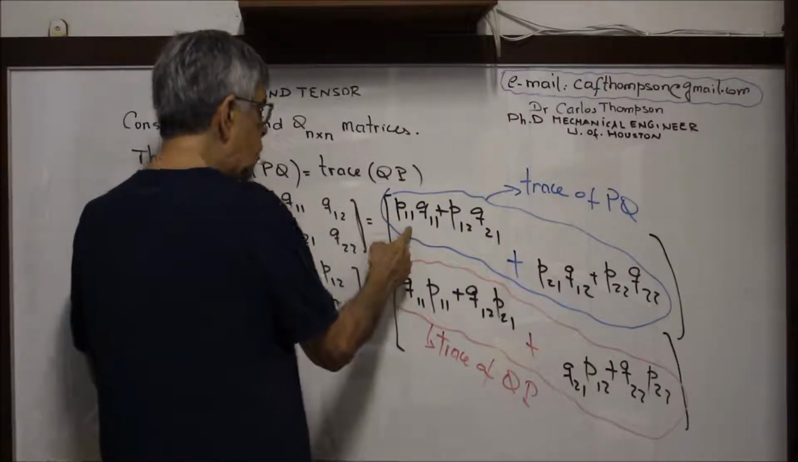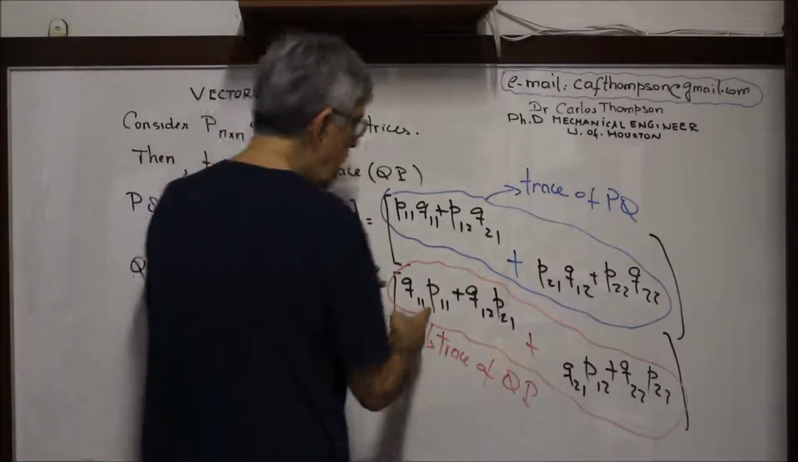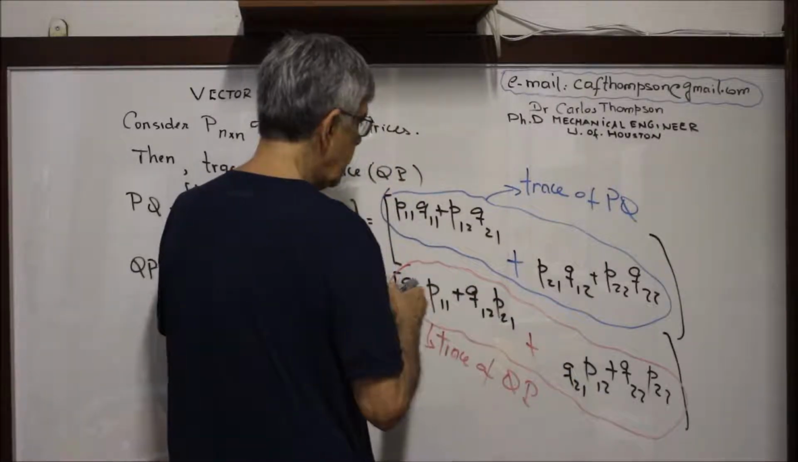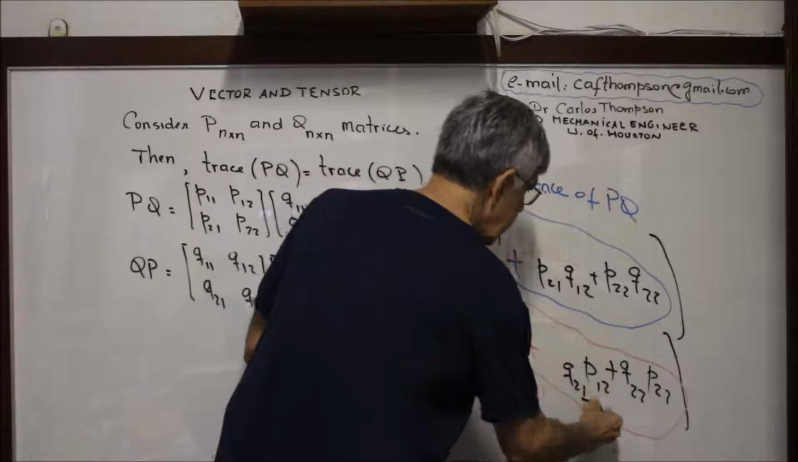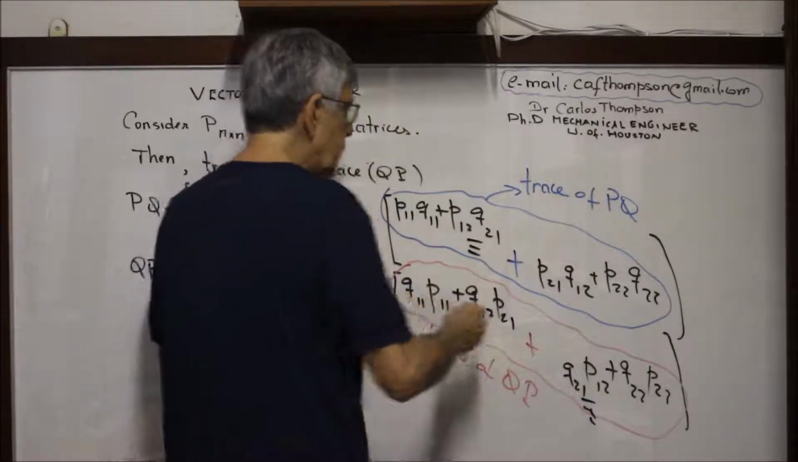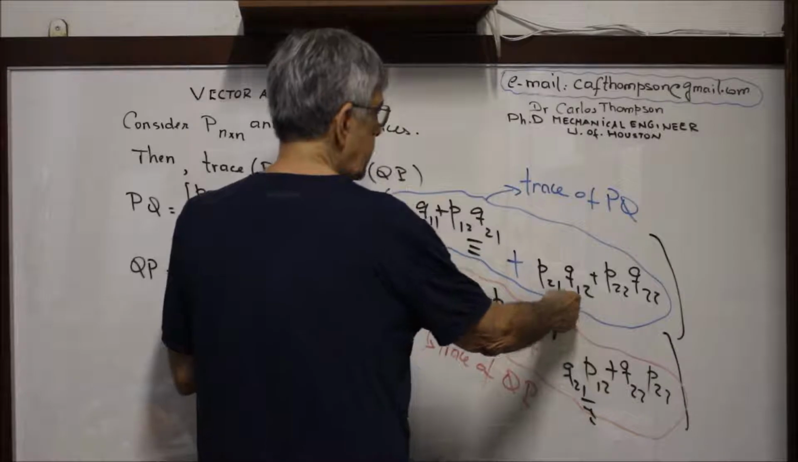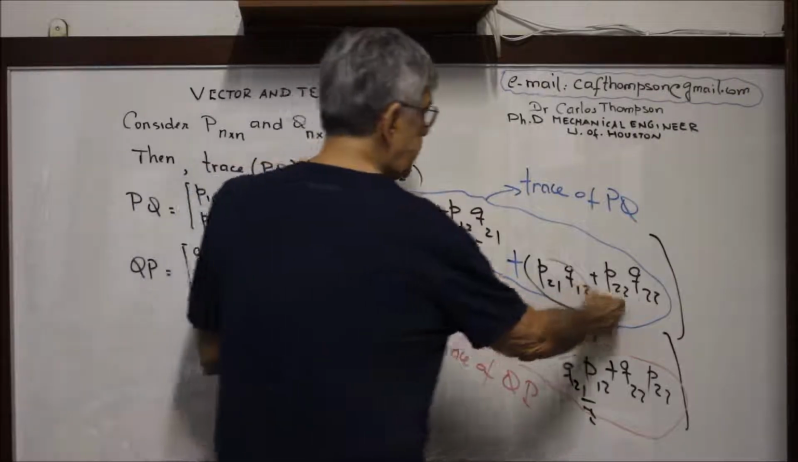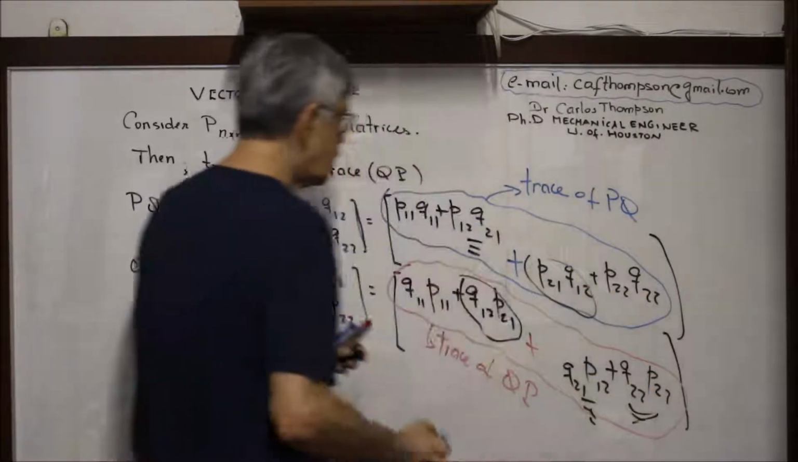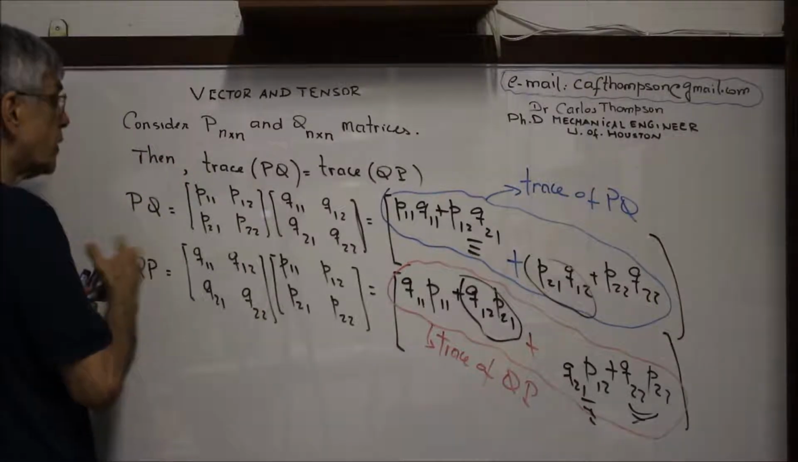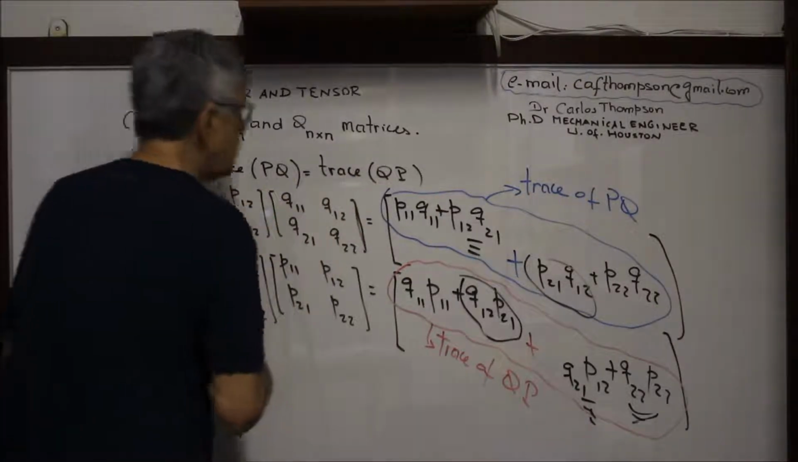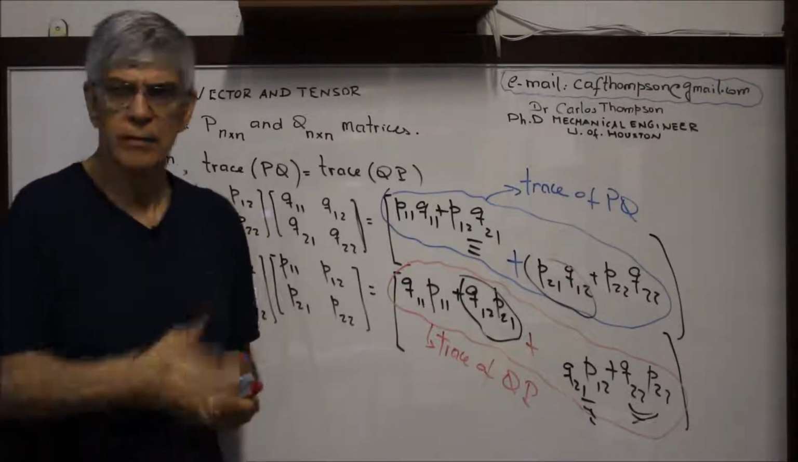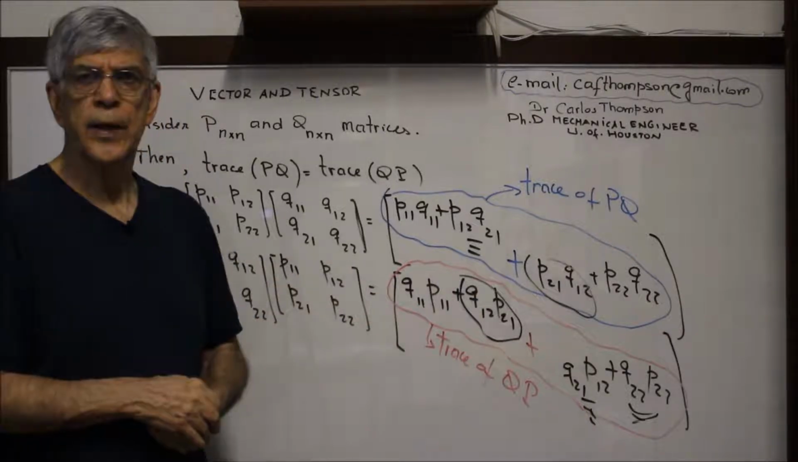Now let's compare. You see, P11, Q11 is here. Now P12, Q21, look, it's here. So this term over here, see, is right here. Now, in this case, P21, Q12 is right here. See, this and this. And the last one, P22, Q22 is right here. So the trace is important. Trace of PQ is equal to trace of QP. You could generalize using n by n. Okay, just to show this simple example.